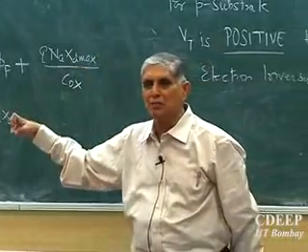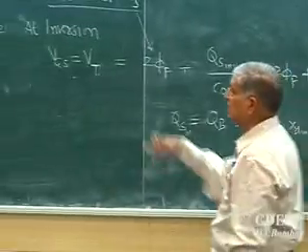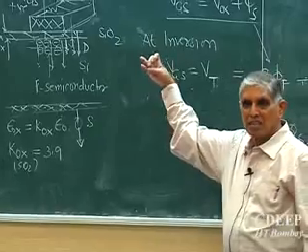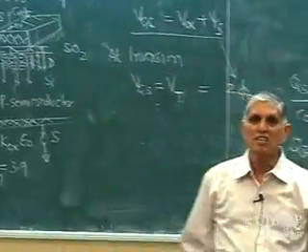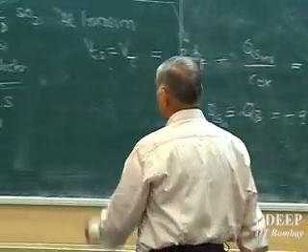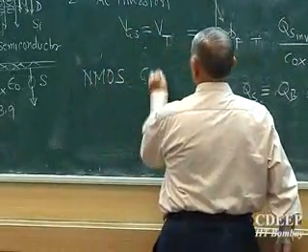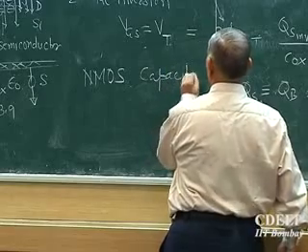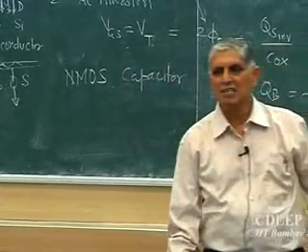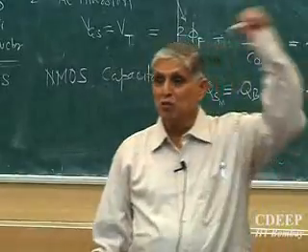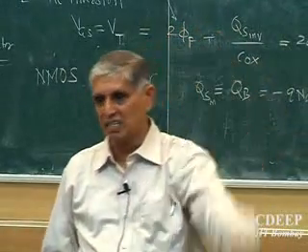For P substrate, which carriers am I creating? N kind. Okay, so these are called MOS capacitors. The inversion, whatever it is, this is a MOS capacitor. Is that correct? Why N? The inversion is of N kind.